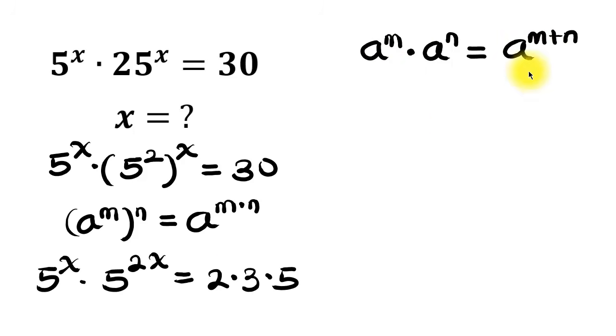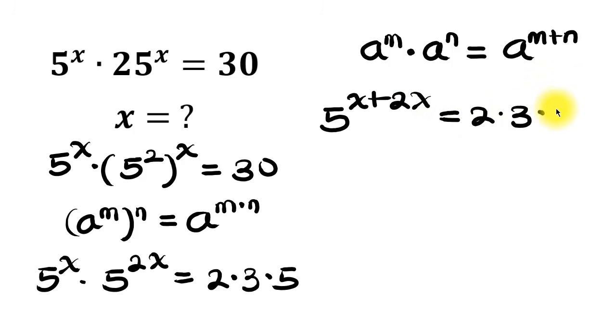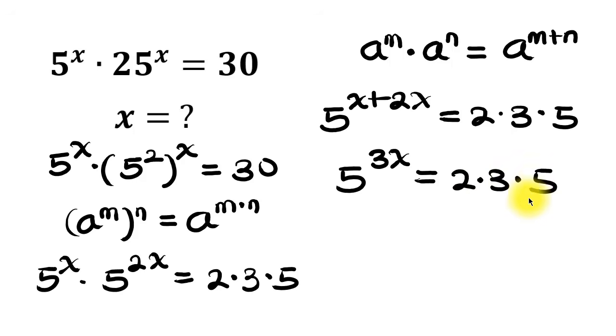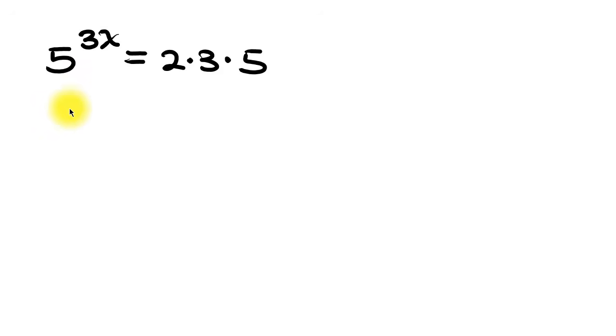Very good. That means this expression on the left can be written as 5 to the power of x plus 2x. Good. And this is equal to 2 times 3 times 5. Now simplifying further, we have 5 to the power of x plus 2x, that is 3x, and this is equal to 2 times 3 times 5. Very good. Now let's take the log of both sides.